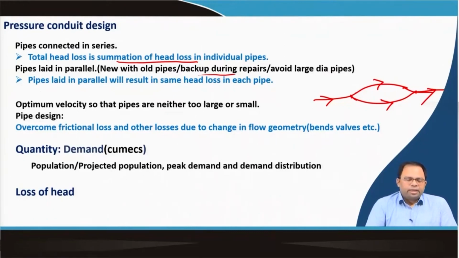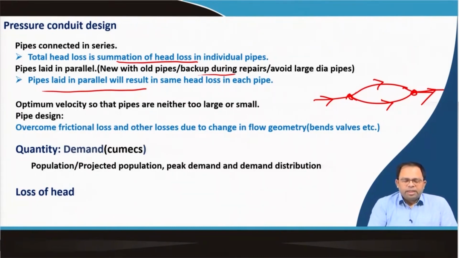In this particular case, pipes laid in parallel will result in the same head loss in each pipe. Because over here at this point and over this point, the head loss would be the same in both the pipes, right. So, these are the 2 rules that we can follow when we design networks, and that we will discuss again in a later lecture in detail when we actually solve a network design.